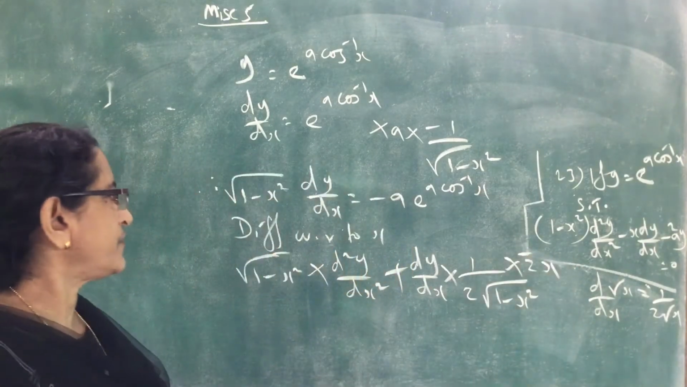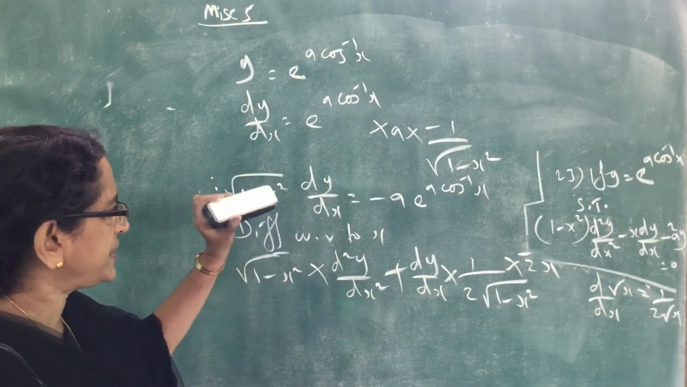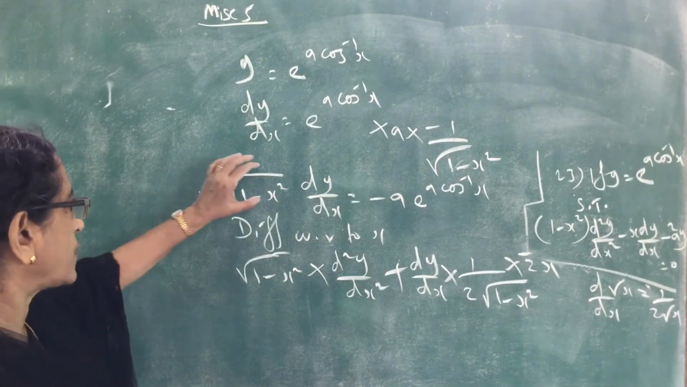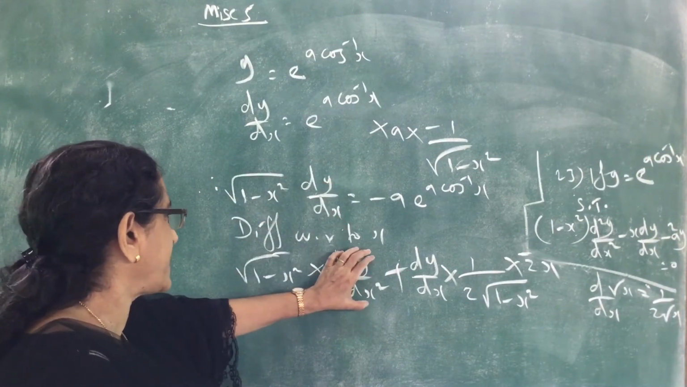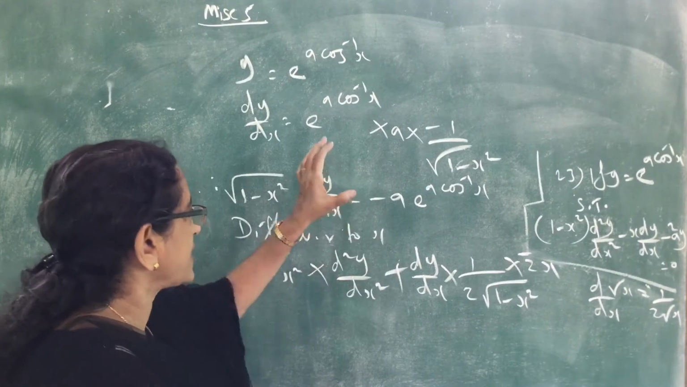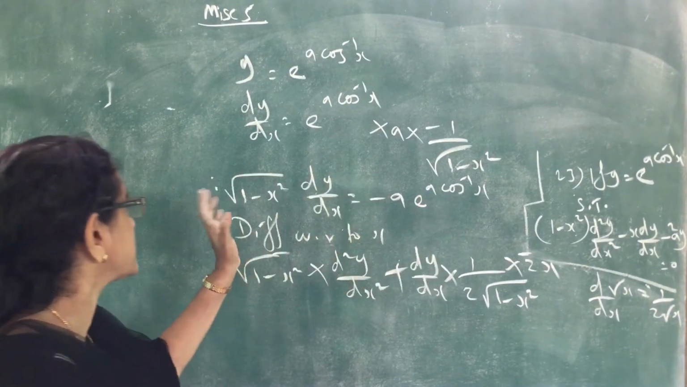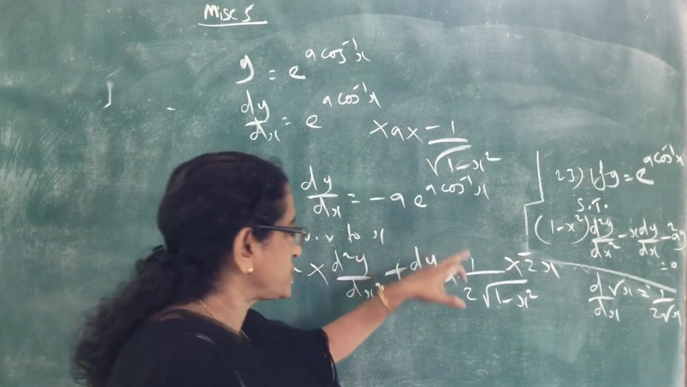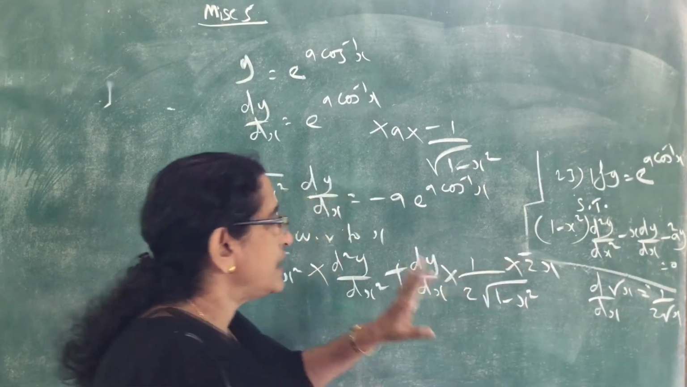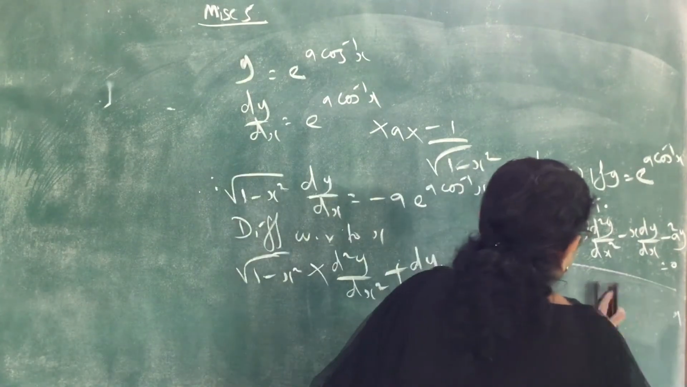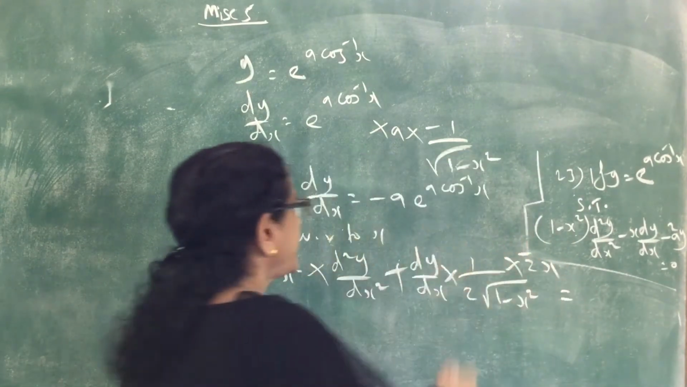So the derivative of the left side is: root of 1 minus x square into the derivative of dy by dx, that is d square y by dx square, plus dy by dx, the second function, into the derivative of the first, root of 1 minus x square, that is 1 by 2 root of 1 minus x square into the derivative of 1 minus x square, that is minus 2x. So this is the left side derivative. What is the right side derivative?